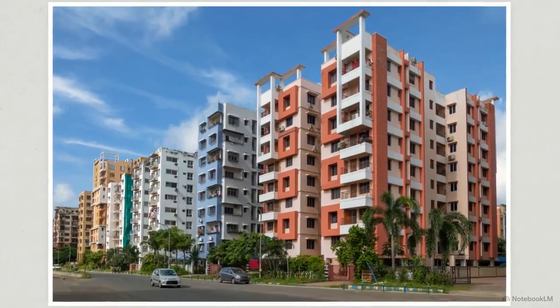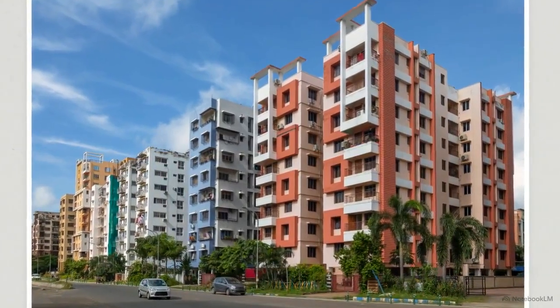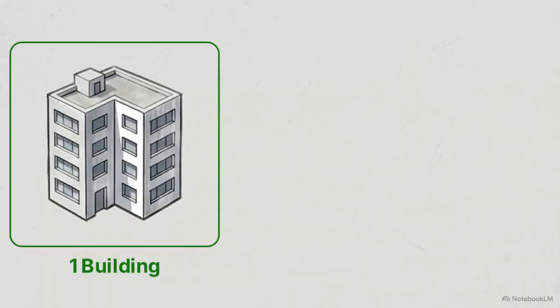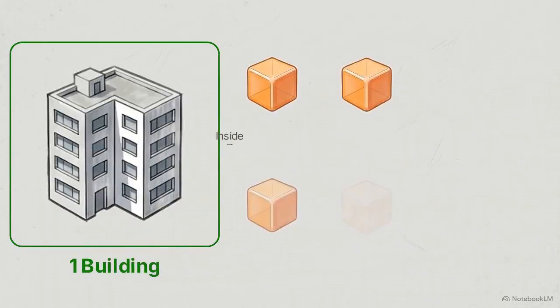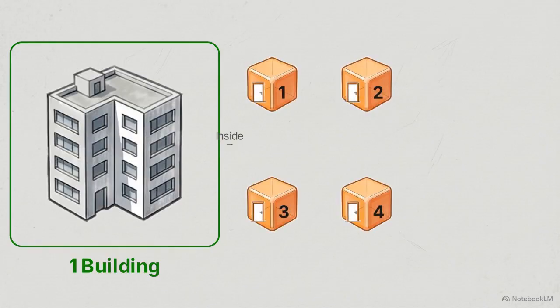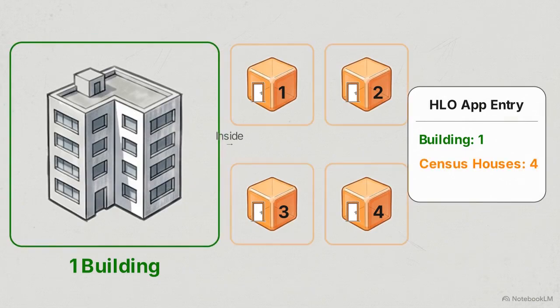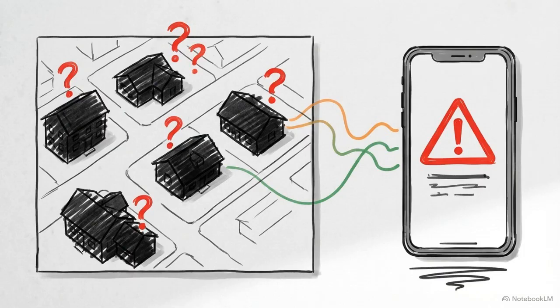Look at this multi-story apartment complex. Physically, these structures are single buildings. However, inside one of those buildings, you might find 4 individual flats, each with its own independent doorway and separate household. In the app, you will record this as exactly one building, but you will count it as 4 distinct census houses. Confusing these two terms is the primary reason enumerators undercount their assigned blocks, leading to immediate data verification failures.